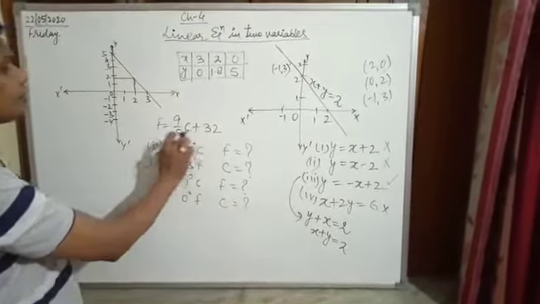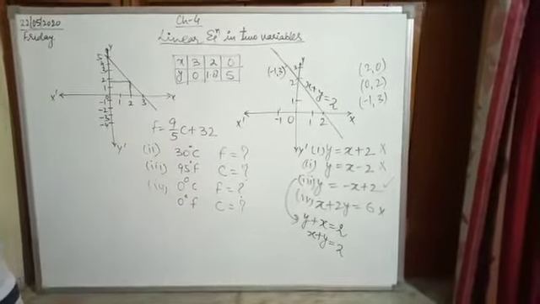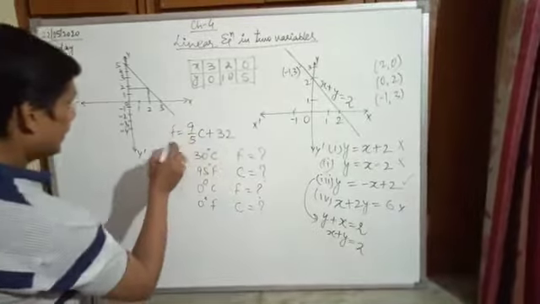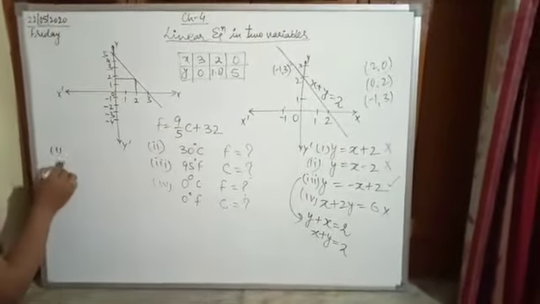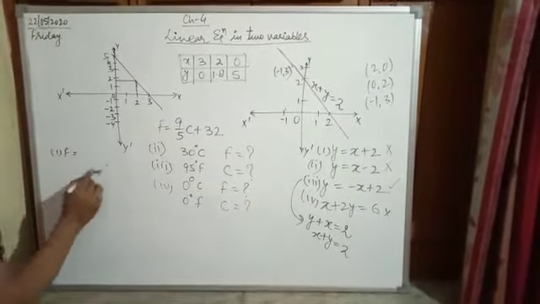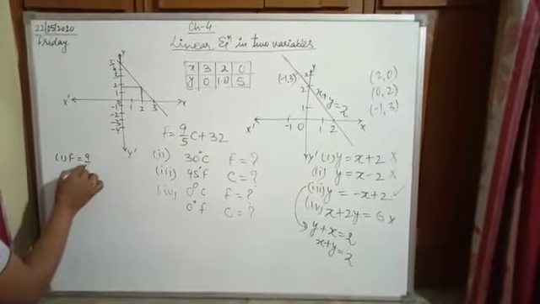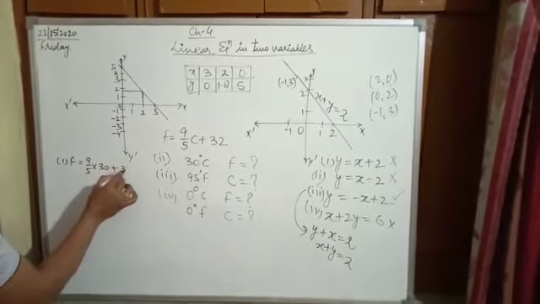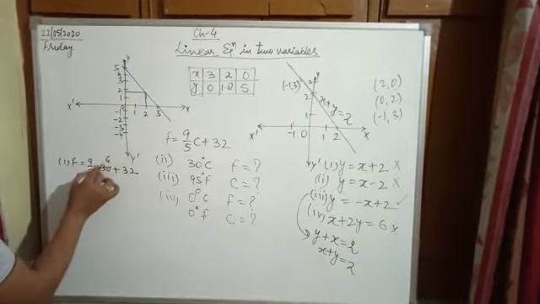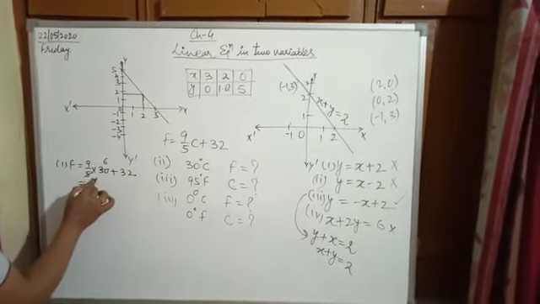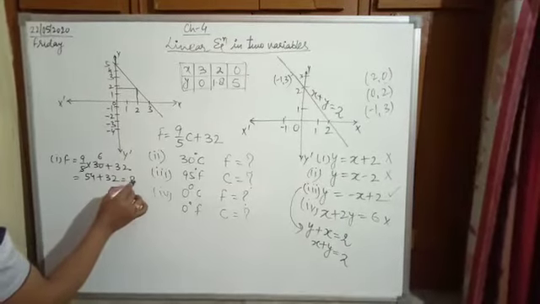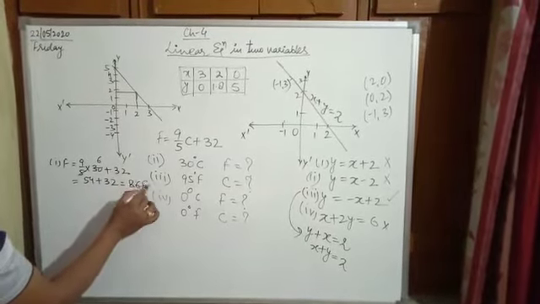This is the relationship between the Fahrenheit and centigrade. If the temperature is 30 degrees centigrade, first option I am doing, F is equal to 9 upon 5 and the value of C equal to 30, plus 32. Then 5 6 are 54, plus 32, 86 Fahrenheit.